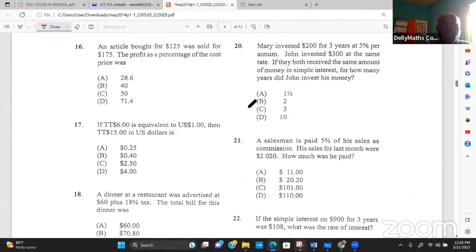Number 16. An article bought for $125 was sold for $175. The profit as a percentage of the cost price was what? All right, so you could simplify the profit. We're going to take that 125 from that 175, so that's $50. And I'm seeing a 40% by looking. But let us say, so when you look at this, 50. You want to relate now. You're going to put 50 over that, and then you multiply this by 100. You could cancel down, you're going to see 40 coming out.